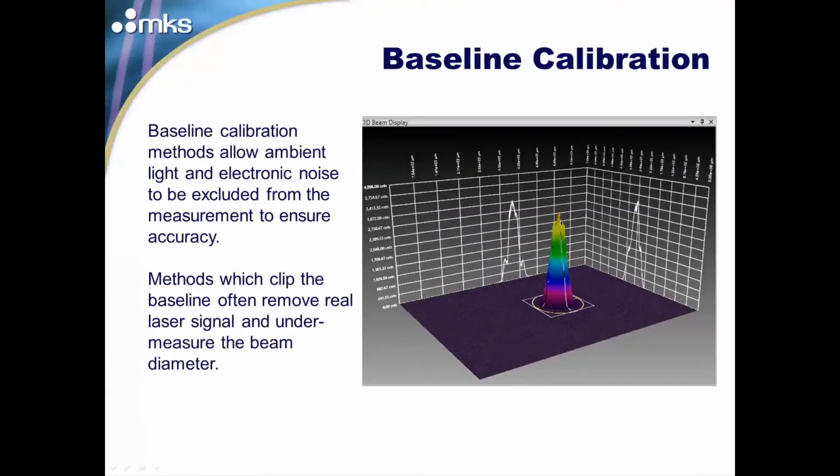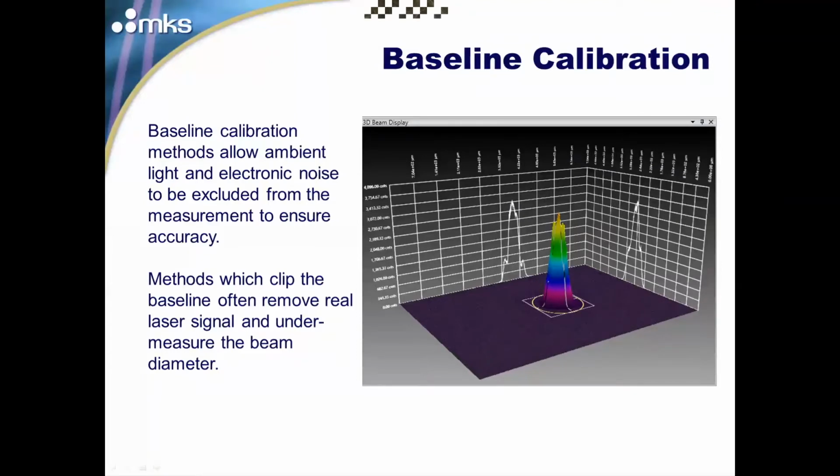So now that we've got the overall sensitivity of the frame and we're getting some laser data, we need to talk about baseline calibration. Baseline calibration allows any ambient light and particularly electronic noise from the camera to be excluded from the measurement. That's all false signal. We don't really want that, and it will have a negative effect on your laser measurement.